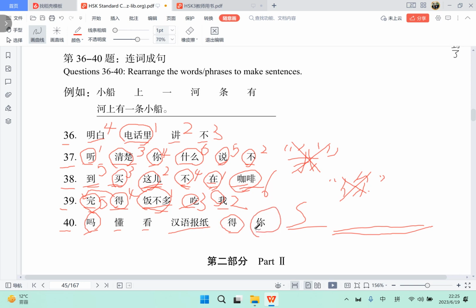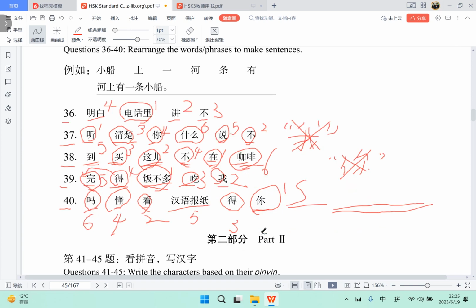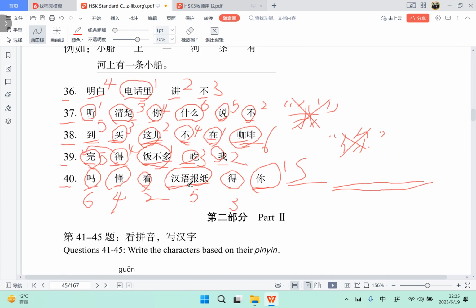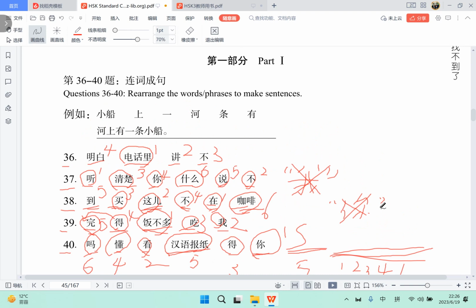So 你 is the subject of the sentence, and it could be done two ways. The first way is 你看得懂汉语报纸吗, which is a more regular sentence like the one in English. So 你看得懂, can you read and understand the newspaper in Chinese? And we could also put this part at the beginning of the sentence, like 汉语报纸你看得懂吗. This could be a way in Chinese, but in English it doesn't seem to make sense.